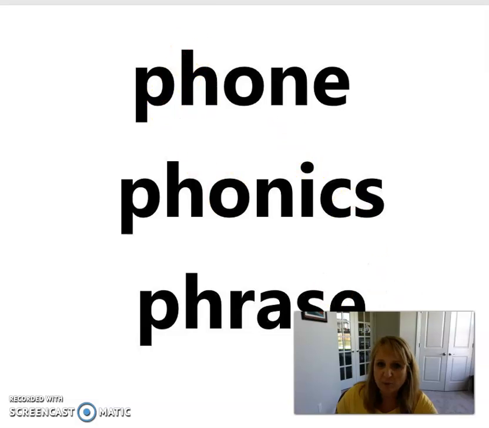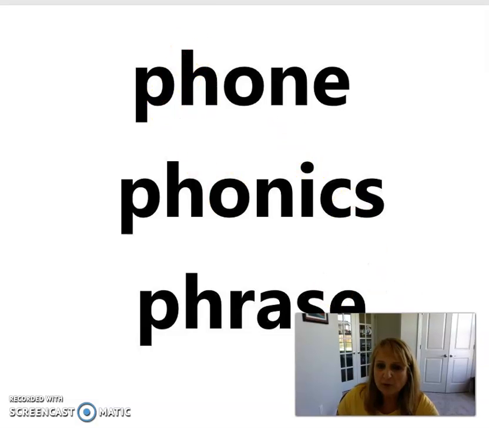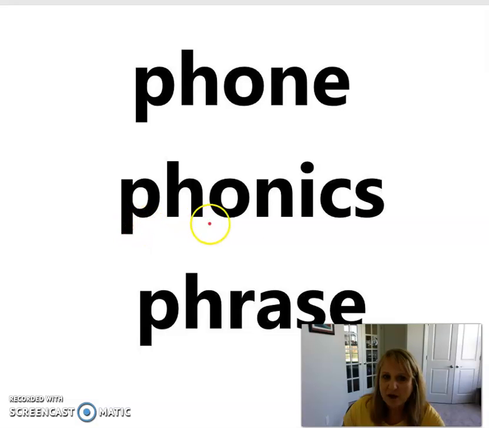All right, we're going to write two more words. You've already written phone. We don't need to do that one again. But would you please write the word phonics and phrase? We know what phonics are. Phonics are what we're doing right now. It's learning the sounds that the letters make. It is spelled P-H-O-N-I-C-S. Would you go ahead and code the word phonics? You can pause the video while you do that, and then when you come back, we'll correct it together.